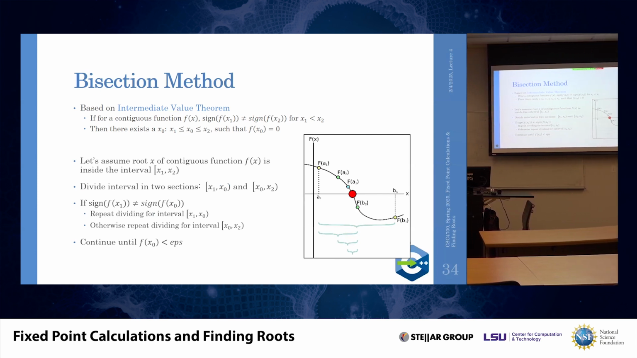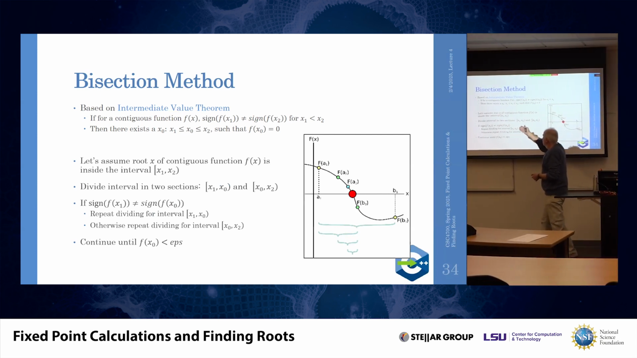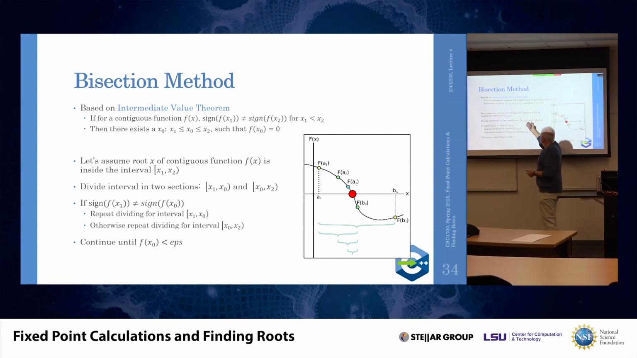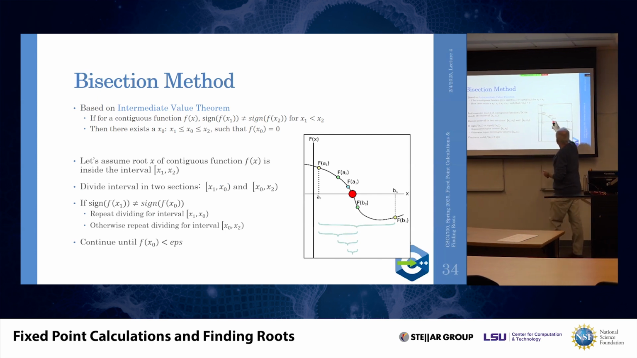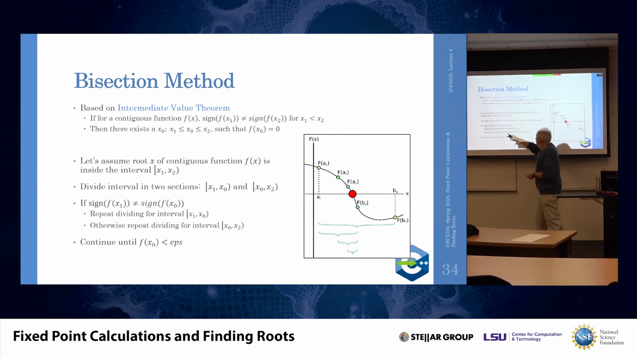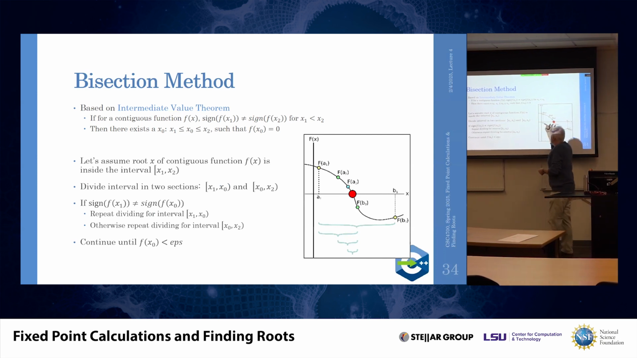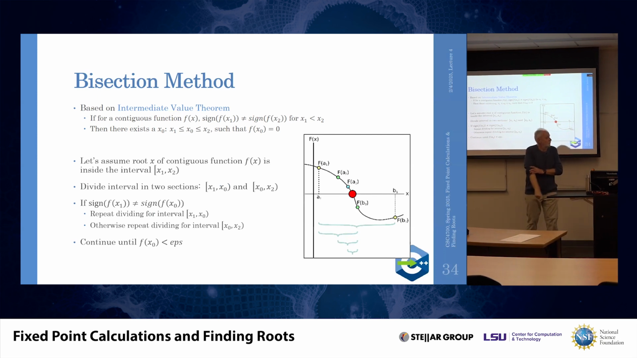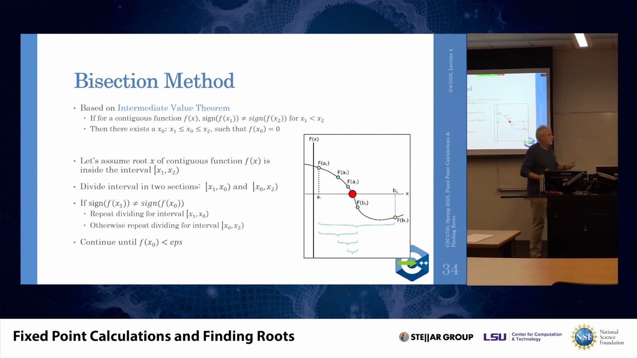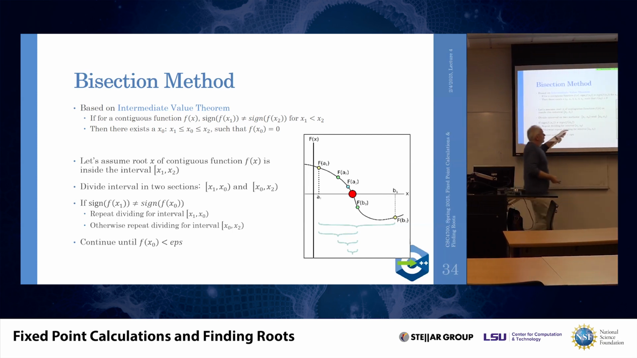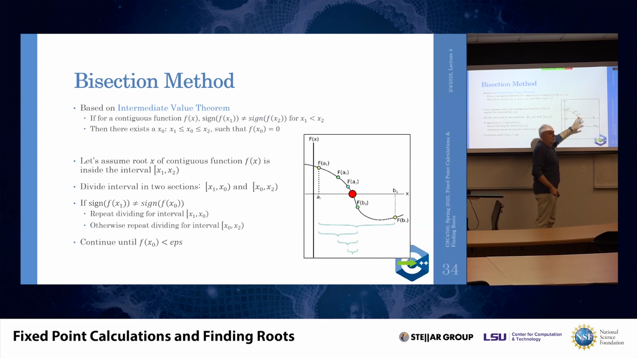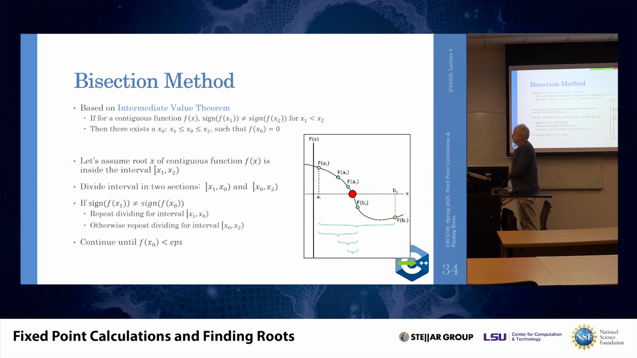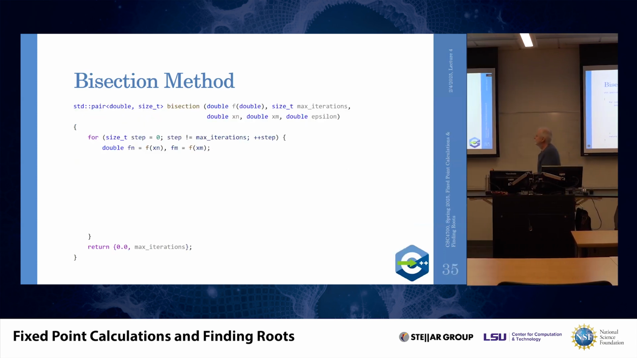So let's assume the root of a continuous function is inside that given interval, x1, x2. Then we divide that interval into two sections, from x1 to x0 and x0 to x2, somewhere here in the middle in the simplest case. If the signs are not equal, then I repeat the recursion for the first interval. Otherwise, I repeat the recursion for the second interval until my value of the function is smaller than epsilon, because at that point I know that f actually is close enough to 0, so I found my solution. Easy as that. Okay, let's try implementing that.